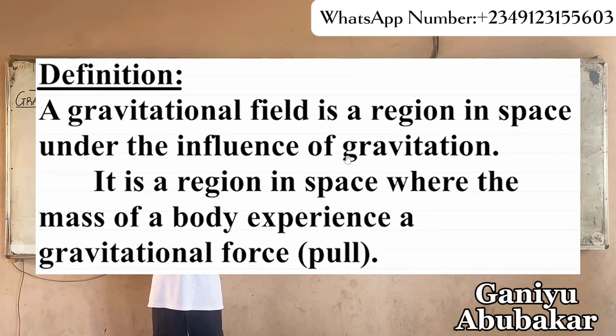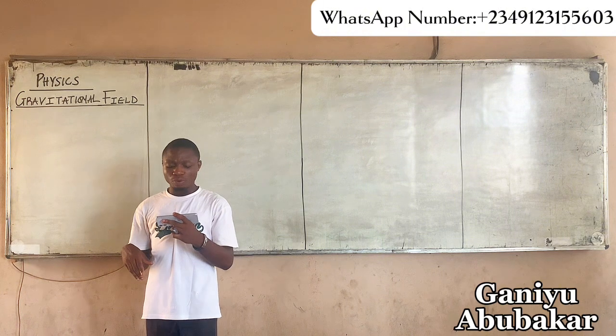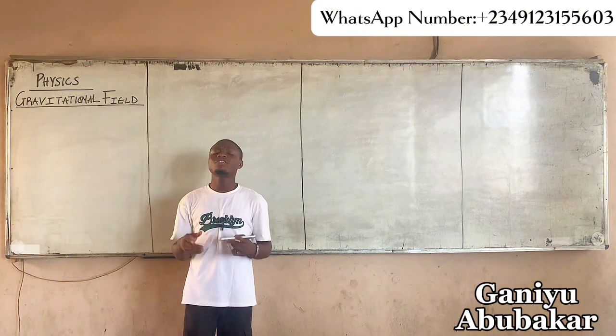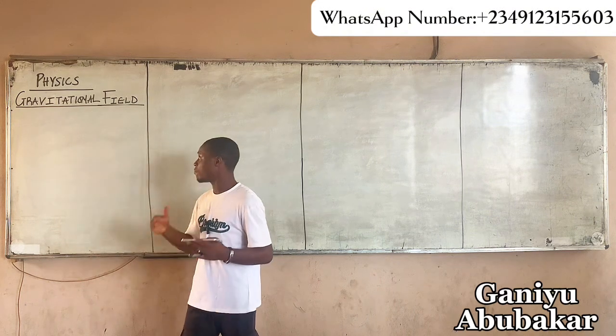You can also define gravitational field as a region in space where the mass of a body experiences a gravitational force, in bracket pull. So when a body experiences gravitational force or pull, it is said to be in a gravitational field. That's the definition for gravitational field.